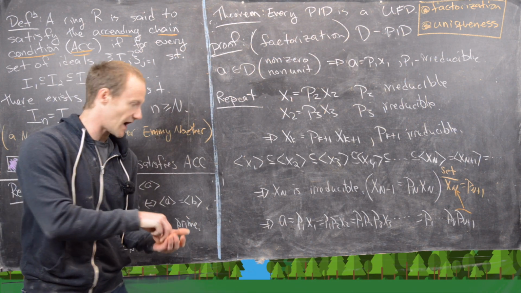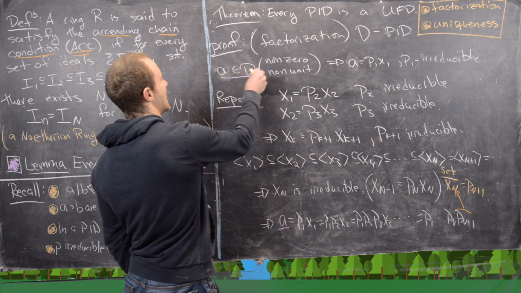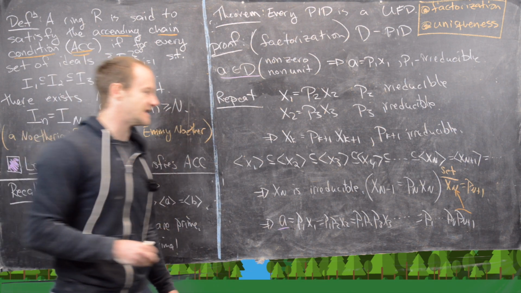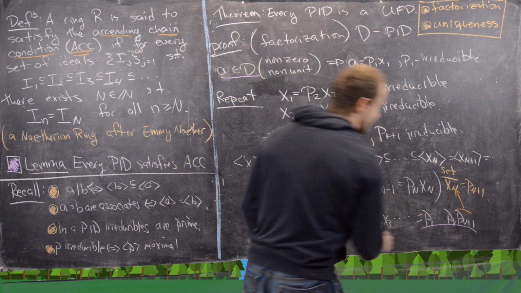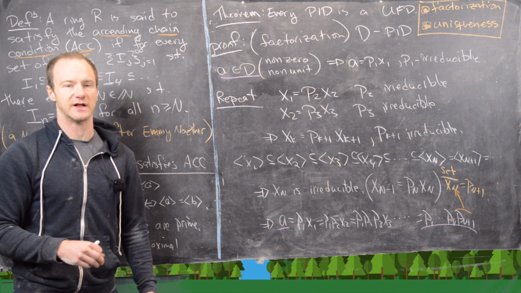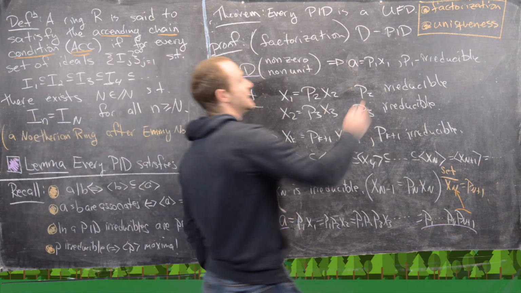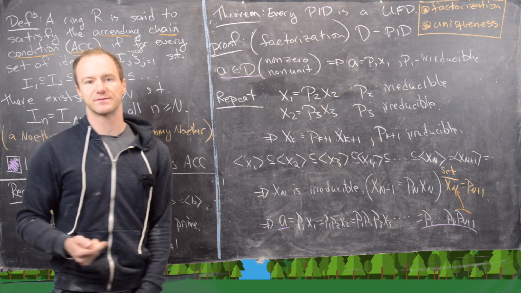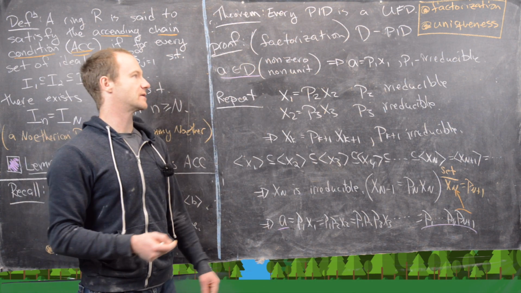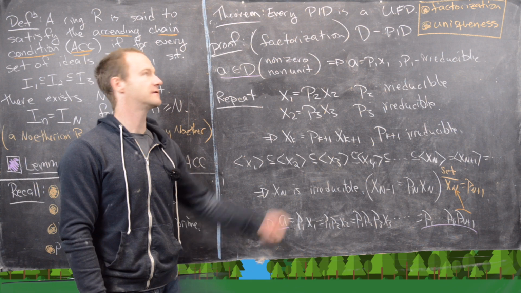So let's look at what we've got. We took an arbitrary element from our PID and we have factored it into a product of irreducible elements. So we've completed the factorization part of this proof. Now we need to go ahead and complete the uniqueness part of this proof.